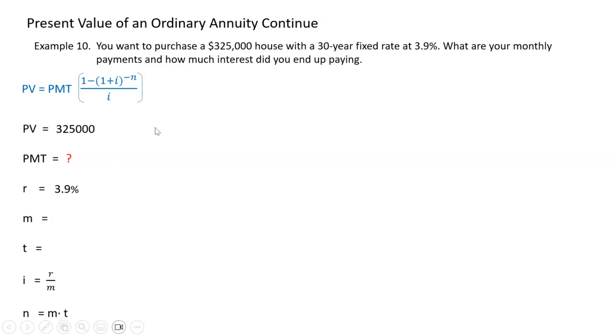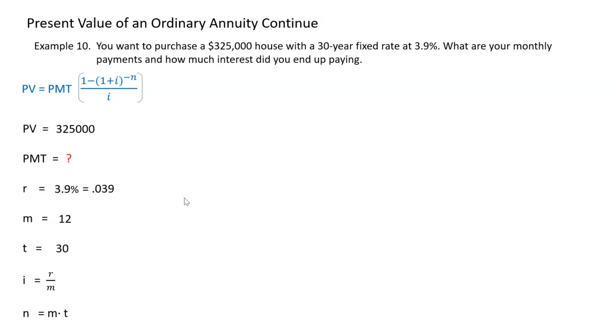The M is the number of compounded, right? So it's going to be monthly. Like I said earlier, for expensive items like a car or a house, most of the times the M is 12 because you do monthly payments. The time is 30 because most of the homes, when you buy a home, it's going to be for 30 years or for 15 years.